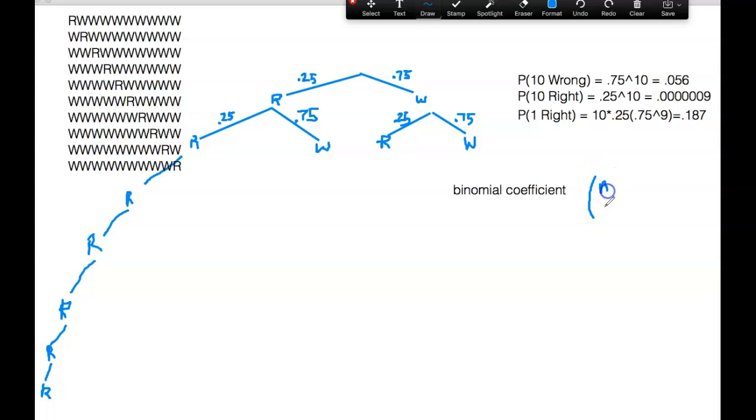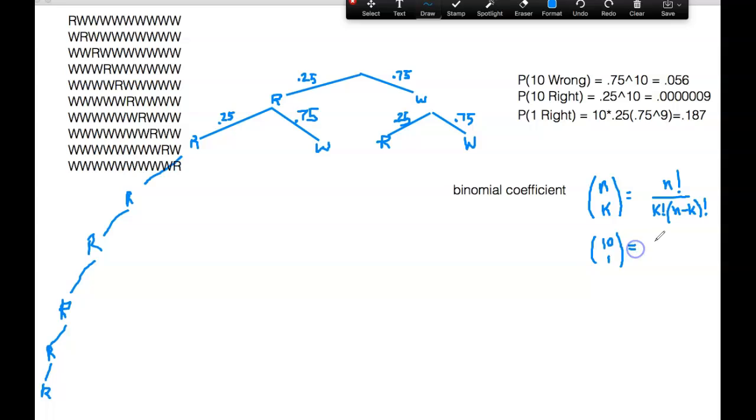N, K. It's not N divided by K, it's just written as N K, which is N factorial over K factorial times N minus K factorial. So I'm going to show it by hand, and we're going to do it on the calculator. So this is 10, 1. Should be equal to 10.